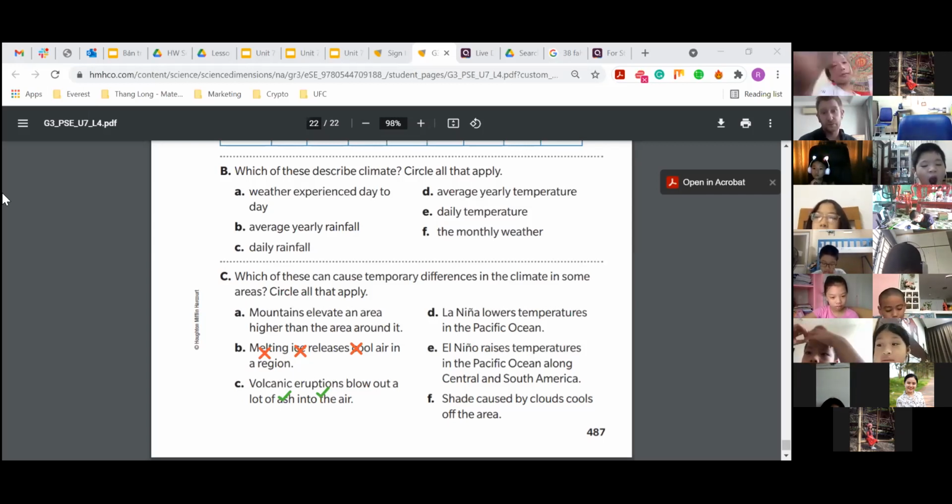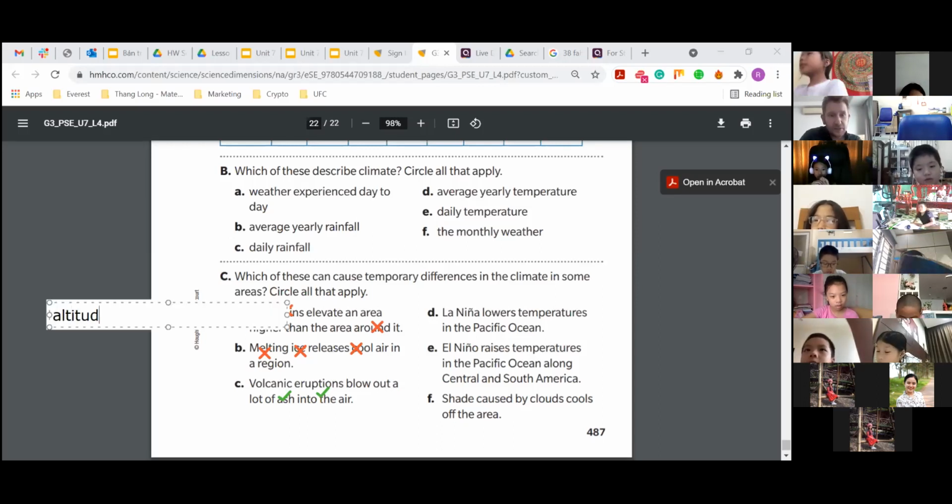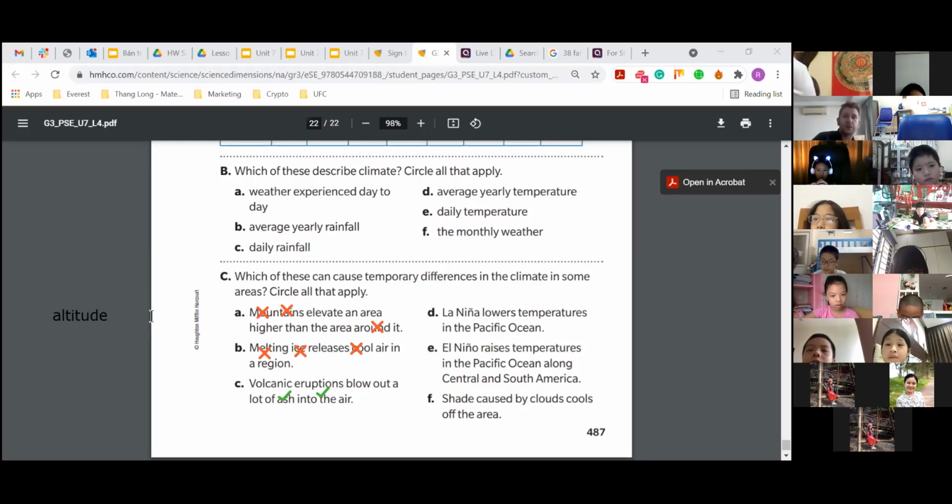Do mountains move? Mountains don't move. So mountains can't move, so therefore they're not temporary. So that answer is incorrect as well. Mountains don't move. Yes, they can increase altitude, which will change the climate, but it changes the climate all the time, not just temporary.